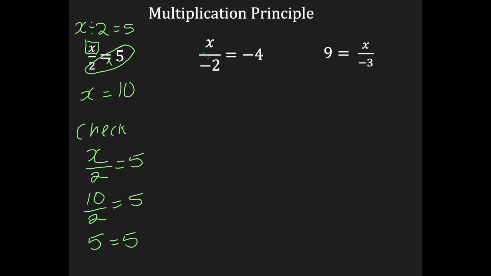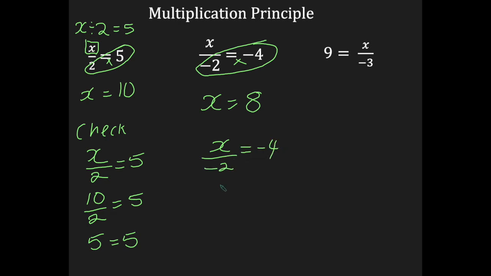Let's try this one. Again, I'm solving for x. So I'm going to write my x equals, and then I'm going to multiply these two numbers. Negative 2 times negative 4 is positive 8. And you're finished. If you want to check, x over negative 2 equals negative 4. We figured out that x is 8. So wherever I see x, I replace it by 8. And now I'm going to divide that 8 by negative 2. When you divide, you get a negative 4. The left equals the right.